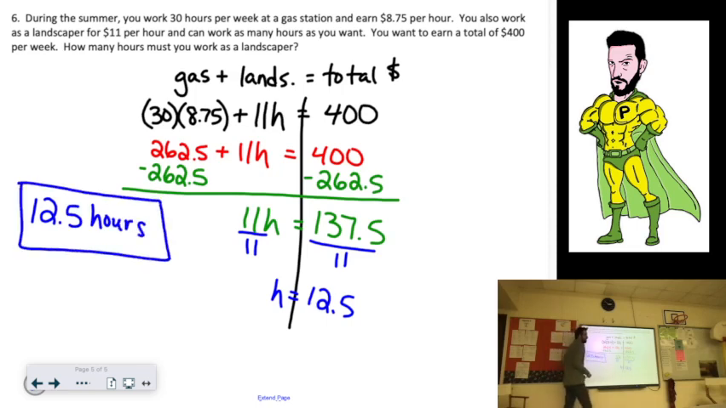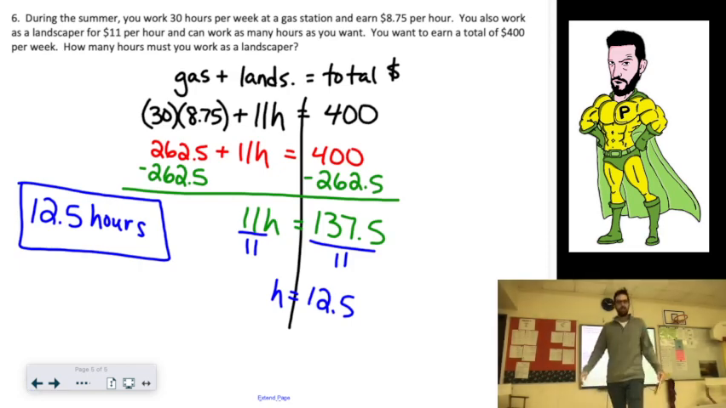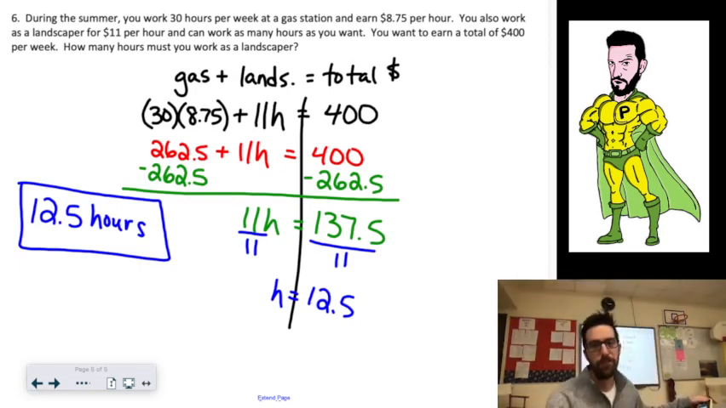Let's say we dialed this up and I was like, well, how many hours would you have to work that entire week then? I worked 12.5 hours landscaping. I also worked 30 hours at the gas station. So we can add those up, get 32.5. Woo! Feels so good. We did it. You were scared at first, a little bit. Let's not deny it. Story problems, they're terrifying, but you did it.